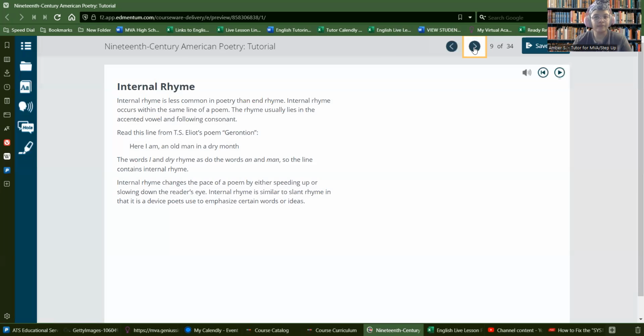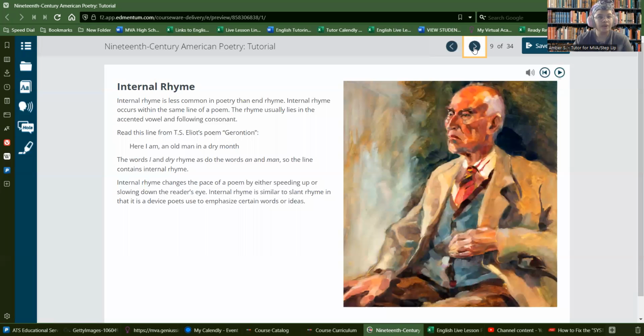Okay, we are going to go to slide 9 here, which is internal rhyme. So we're learning a little more about internal rhyme. This is a different type of rhyme than slant or exact rhyme. They gave the definition here. It's less common in poetry than end rhyme.